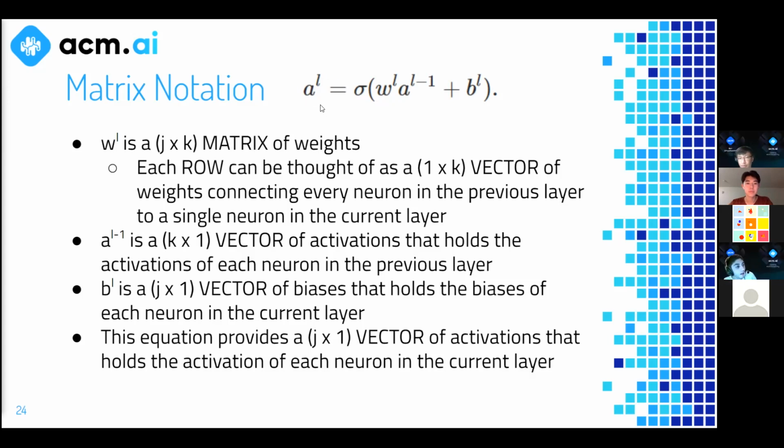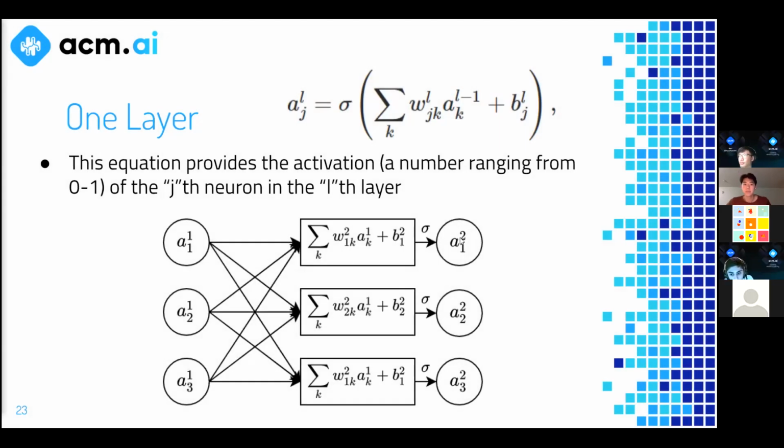So A^L is going to be a vector, and each entry in that vector represents the activation of one of the neurons. So if we're looking here at A_21, A_22, and A_23, all three of these activations would be stored in a single vector that has 3 different elements in it, right?